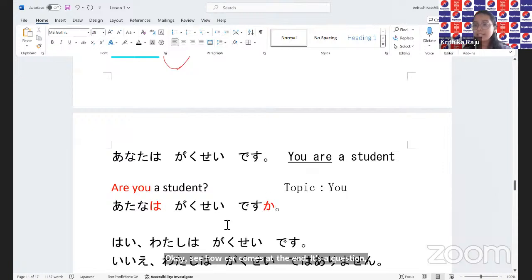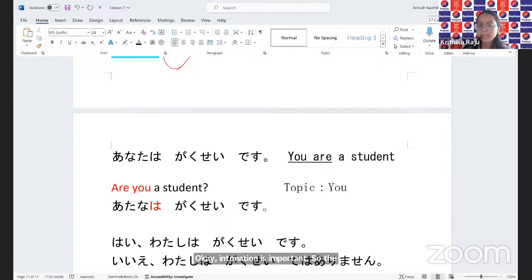The important thing here is the intonation. Voice has to go up like you're asking a question. You can't speak plainly. It's a question. You're inquiring. Anata wa gakusei desu ka? Very important. Okay, intonation is important. So the ka makes it a question.